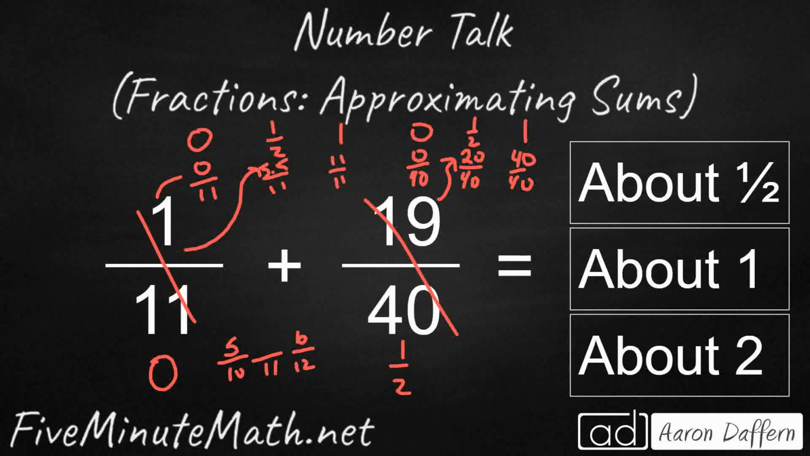So if my first fraction is about 0, and my second fraction is about 1/2, well, 0 and 1/2 make about 1/2.